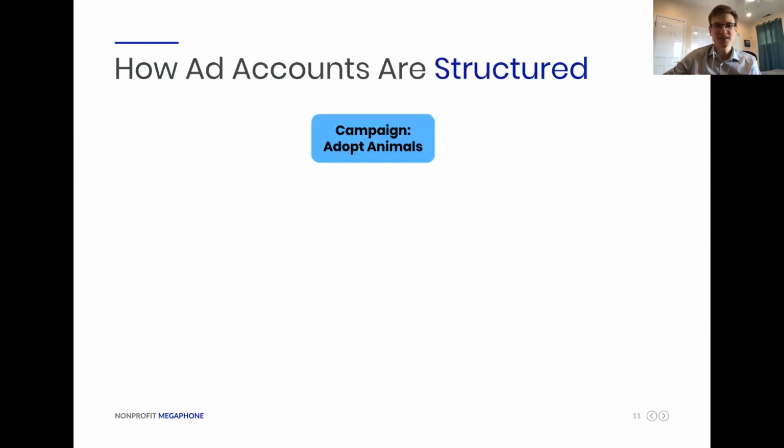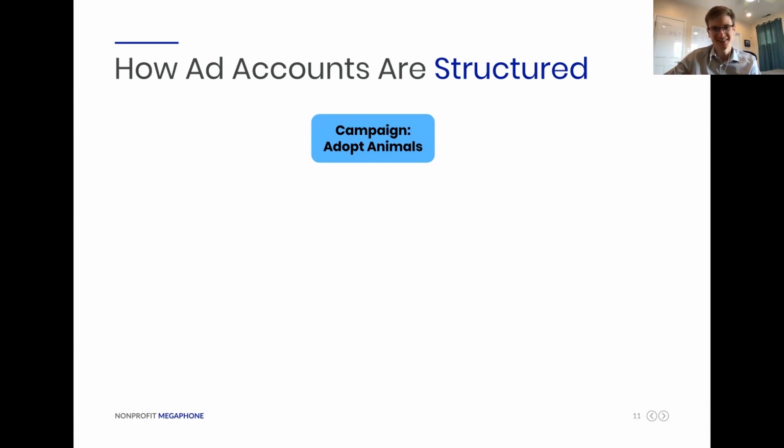Okay, so let's dive a little bit more into the nitty-gritty of what does it actually look like to have and operate a Google Ad Grants account. There are 3 levels to the way that Google Ads is set up. There's the campaign level, there's then the ad group level, and then there are the ads themselves. And for this example, we will pretend that we are a humane society, and we are trying to get, among other things, people to adopt animals.